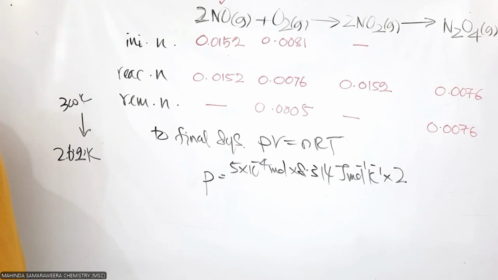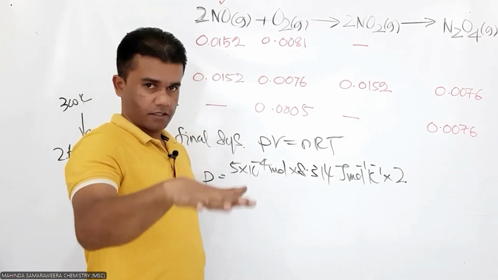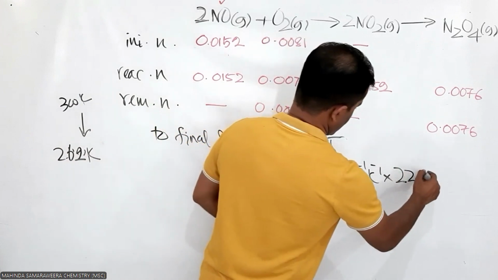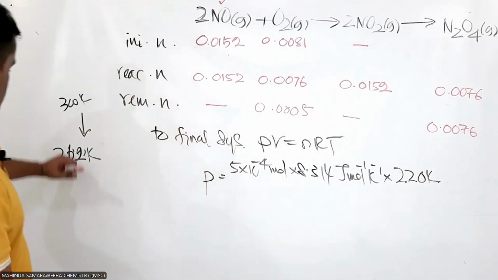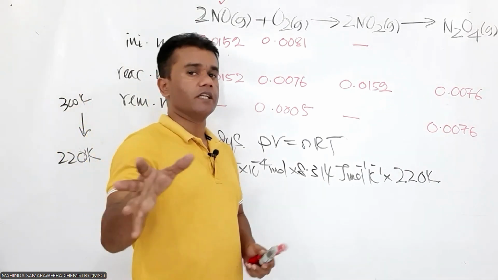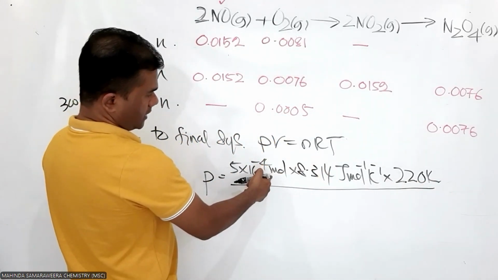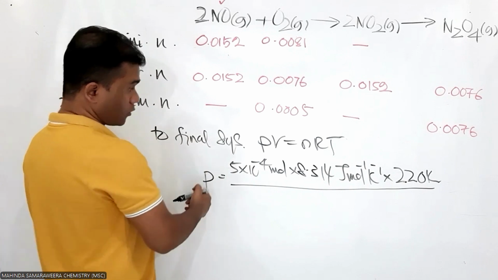Is that what is given in the question? 220 is given. The dimer solidifies at 262, meaning 220 Kelvin is given, but it's okay. Even at 220 it should be solid because it solidifies at 262. Any temperature below 262 should again be solid. Then we use 220, the value given. So the pressure is nRT divided by the volume.